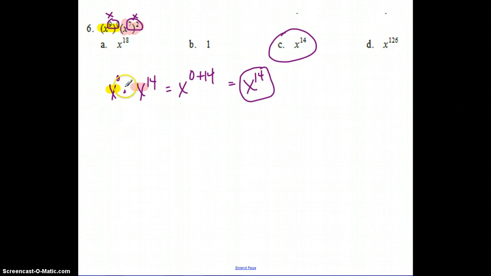Now, what you could have done back here is as soon as I got 0, we know this cancels down to 1, right? So 1 times x to the 14th is going to give me x to the 14th. So there are kind of some shortcuts along the way. So keep that in mind as you're working your way through these problems. Okay, next one.